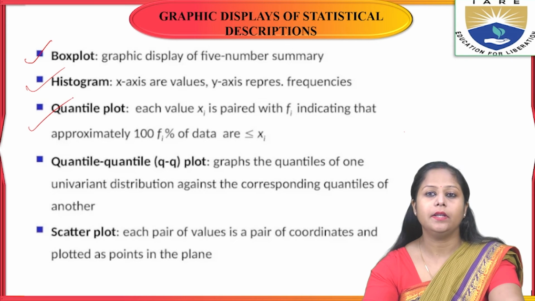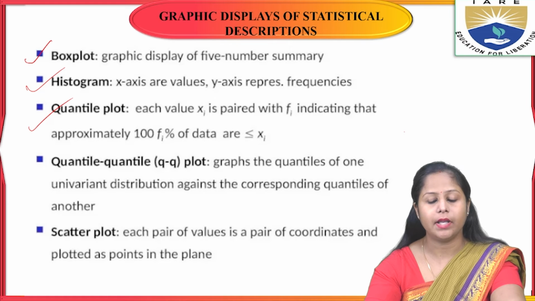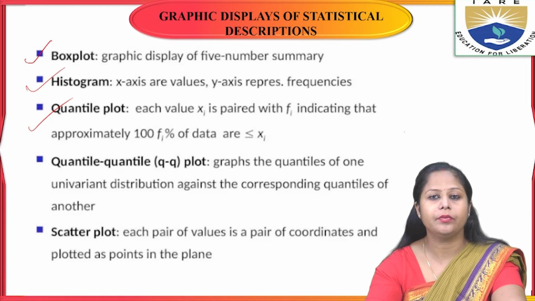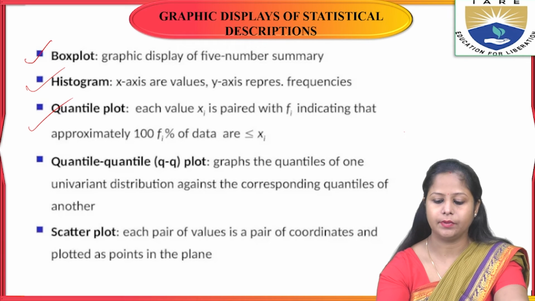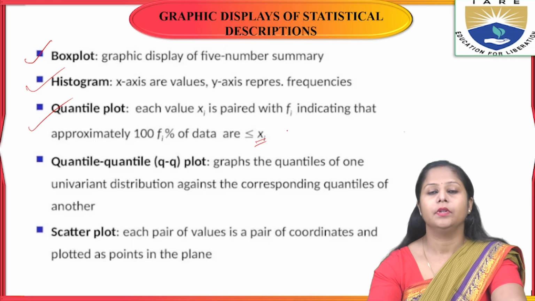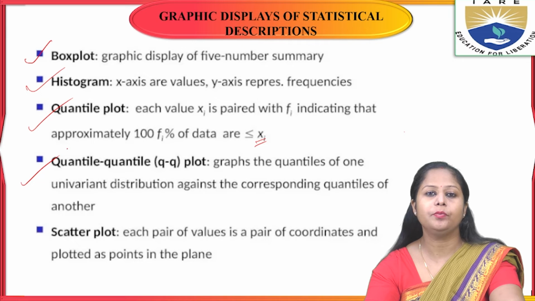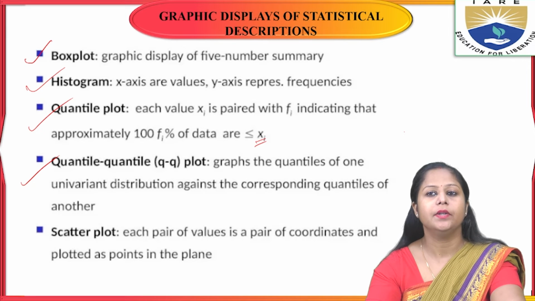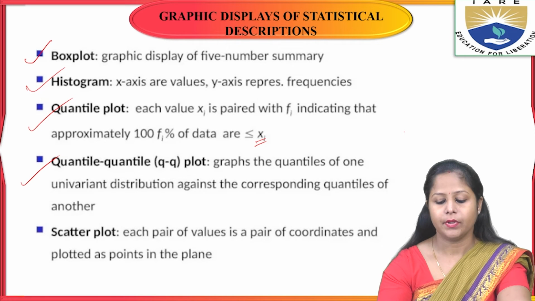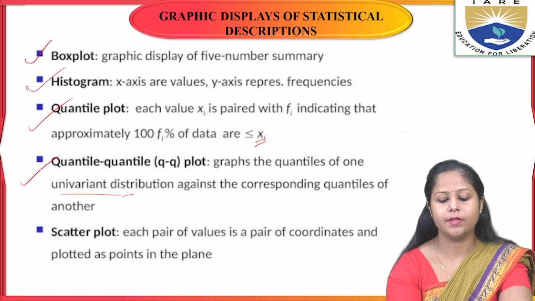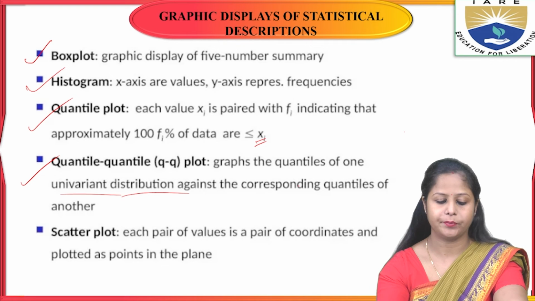Quantile plot: each value xi is paired with fi, that is frequency, indicating that approximately 100 times fi percent of data are less than or equal to xi, that is a value. The Q-Q plot also exists. A Q-Q plot graphs the quantiles of one univariate distribution against the corresponding quantiles of the other.